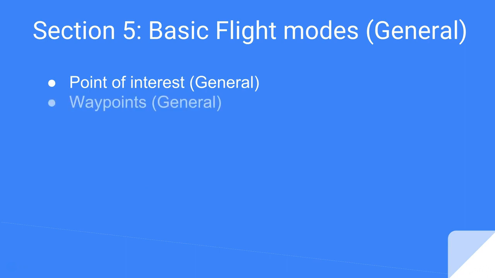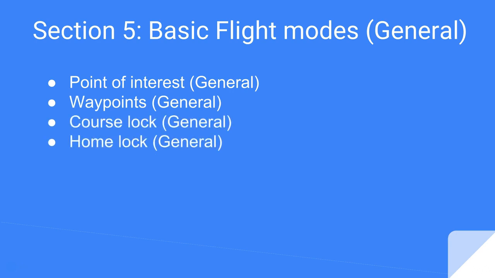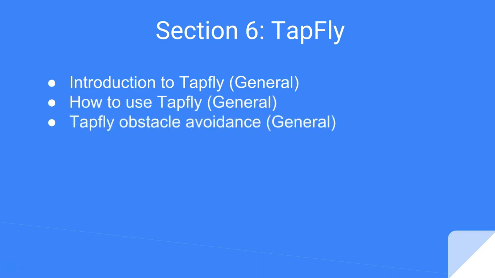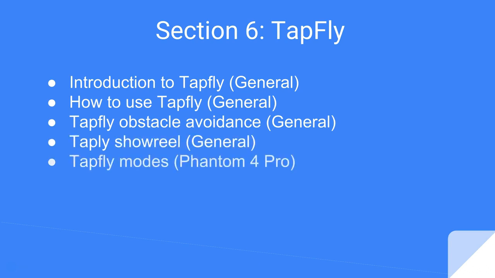Section 5, we look at the basic flight modes, and these are general. They apply to all the drones that have these flight modes. So starting off with the point of interest mode, and this is from the DJI Go app, Waypoints, course lock, and home lock. Then we look at section 6, Tapfly. We have an introduction lecture, how to use Tapfly, obstacle avoidance, a show reel of shots done with Tapfly, and then Tapfly mode specific to the Phantom 4 Pro because it's got 1 or 2 extra modes.